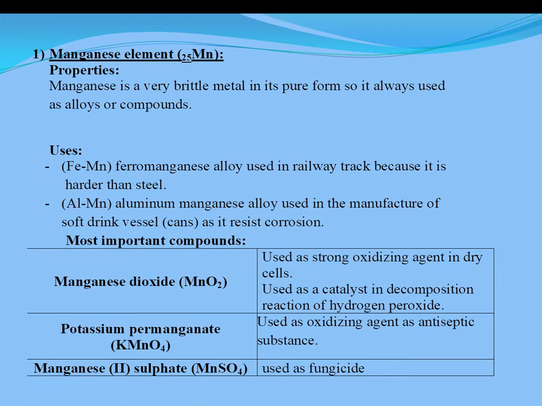Aluminum manganese alloy, which consists of aluminum and manganese, is used in manufacture of soft drink vessels, cans, as it resists corrosion. The most important compounds of manganese: manganese dioxide, which is used as a strong oxidizing agent in dry cells and as a catalyst in decomposition reaction of hydrogen peroxide. Potassium permanganate is used as an oxidizing agent and as an antiseptic substance. Manganese disulfate is used as a fungicide.